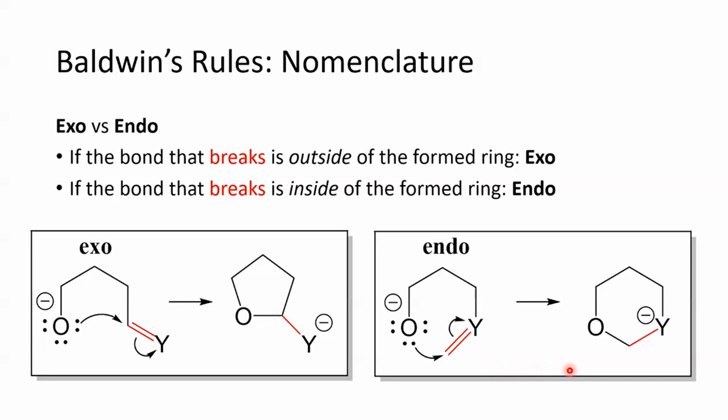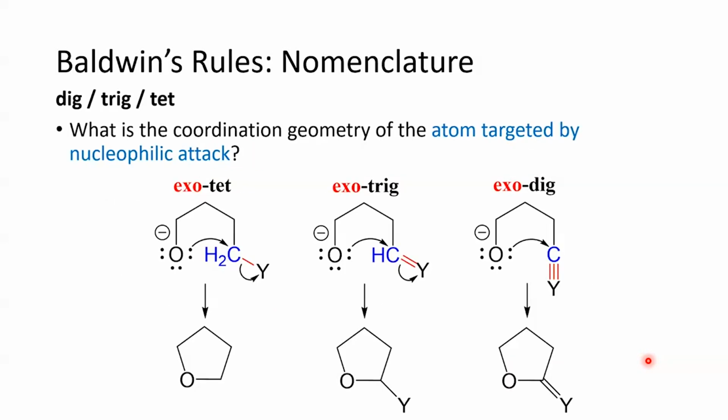Over here we have an example of an endo reaction. It's basically exactly the same thing. However, this time when the double bond breaks, it's situated within the 6-membered ring, which is the product. So, because this broken bond, shown in red, is forming part of the ring, we class this as an endo reaction.